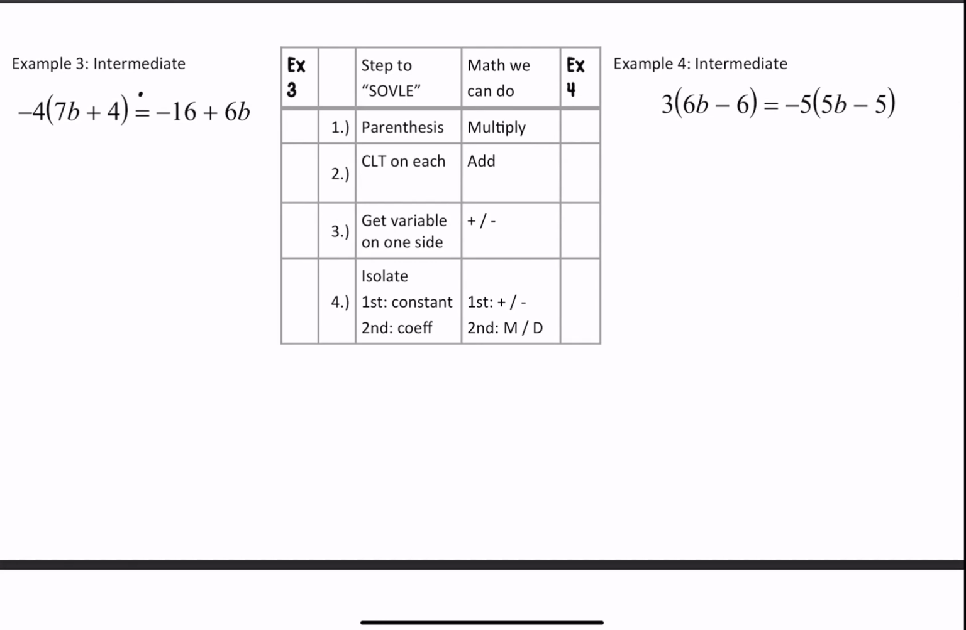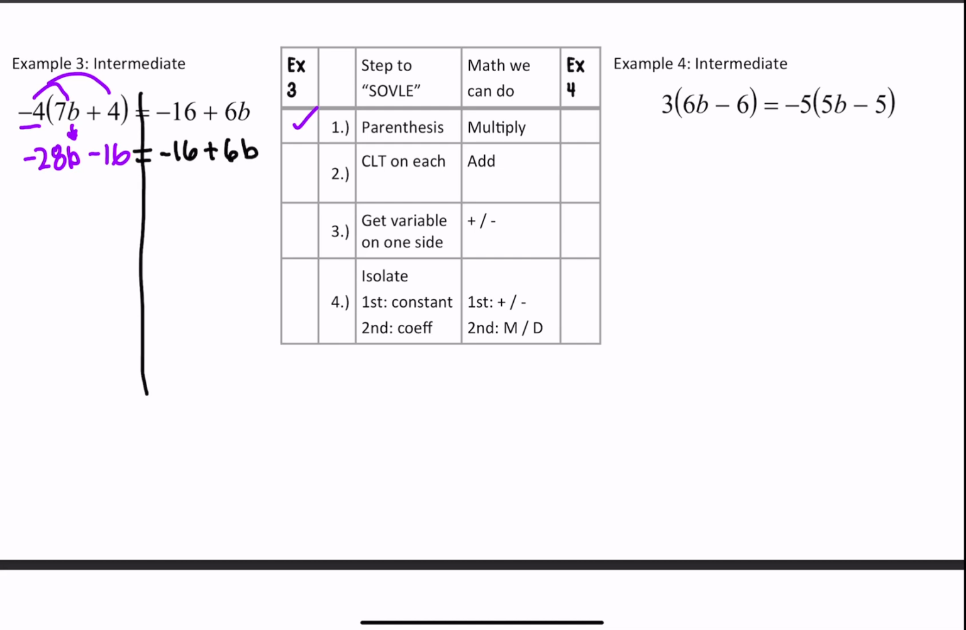Example 3, balance bar. Let's check. We got parentheses? Yes, we do. So I got this negative 4 here, so I'm going to multiply that. And when I do, negative 4 times 7b is a negative 28b. Negative 4 times negative 4 is a negative 16. Don't forget to bring your variable down. Equals, and then there's no parentheses on the other side, so I'm going to bring everything else down.